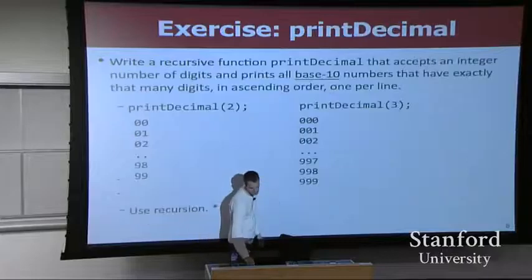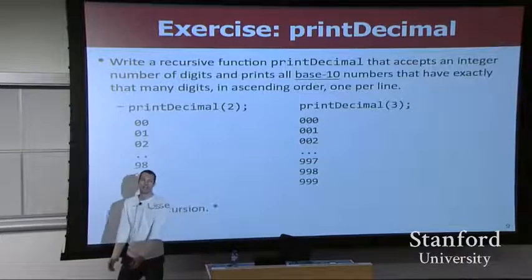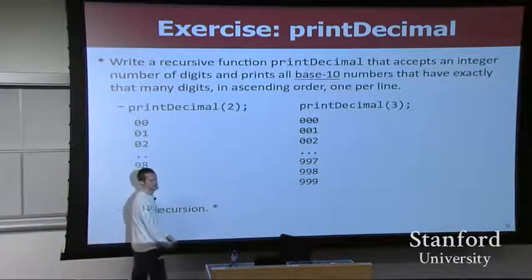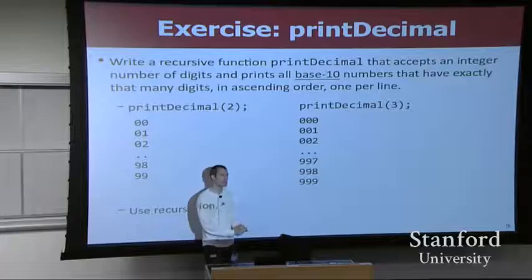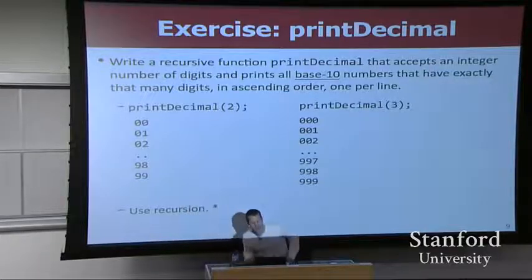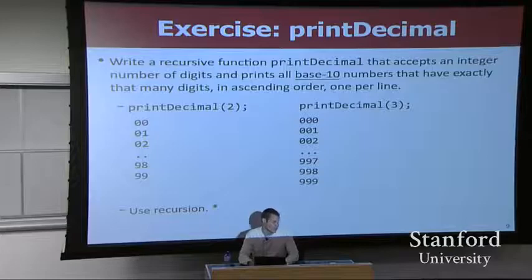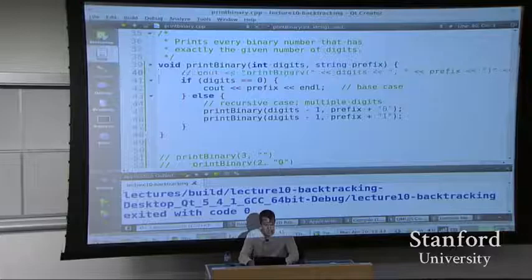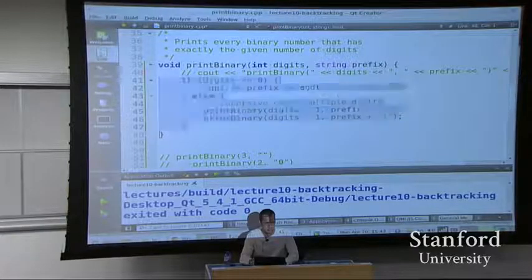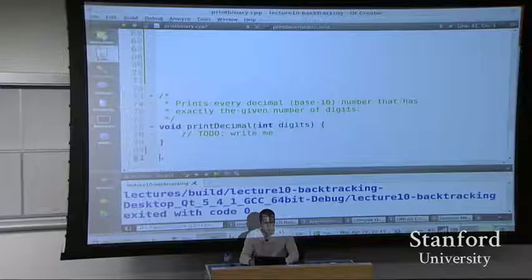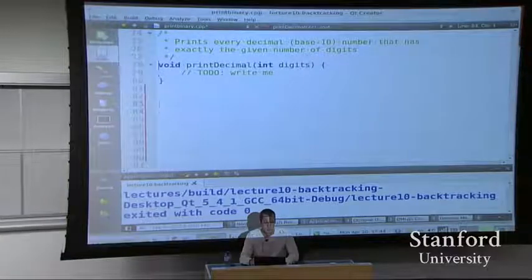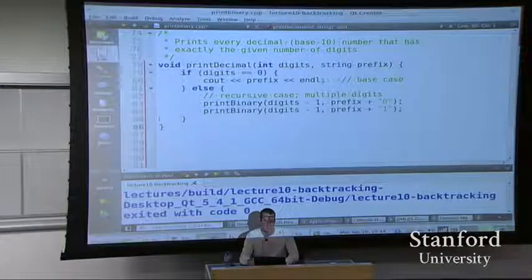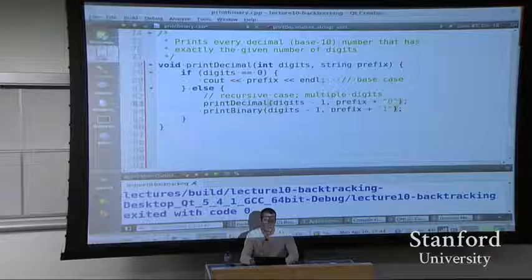That's the pattern here. What if we were printing all the base 10 numbers with that many digits instead of base 2? The code is probably pretty similar, right? I'm not above copying and pasting from myself. So if I came back here and grabbed this, and went down and found printDecimal, print base 10, and let's do a string prefix again, and I paste this, I change binary to decimal, and decimal.